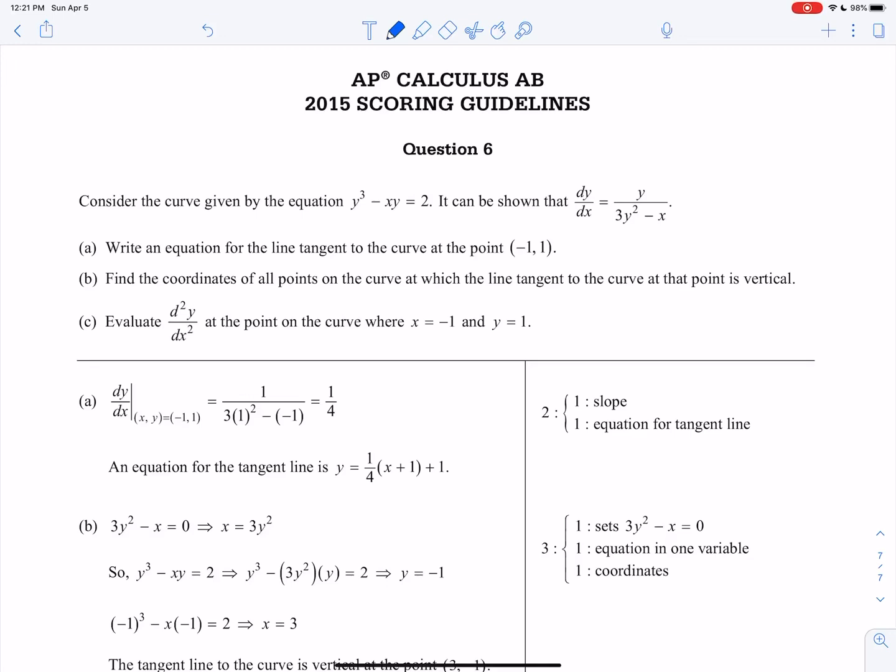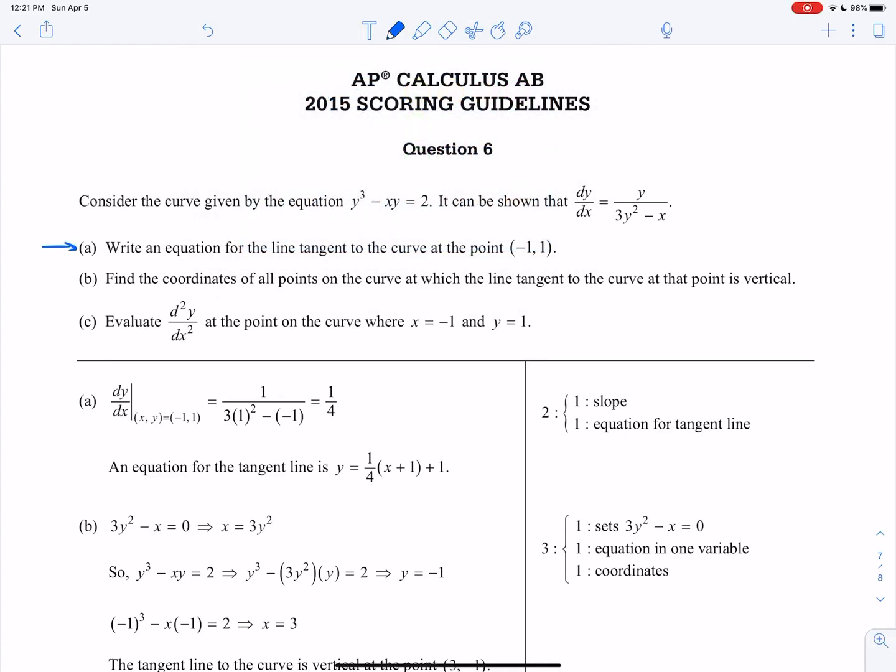Here's 2015 question 6. Based on this, it's looking like a slope field separable differential equation problem. But if you look at the actual questions, it's probably just a generic one. It doesn't really fit into anything. But here we go.